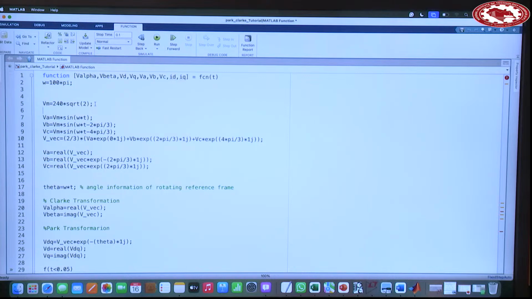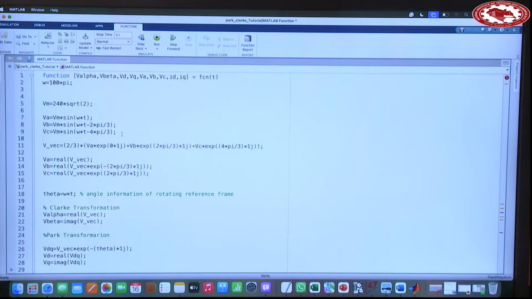Then I am making VA, VB, VC. VA is Vm sin omega t, VB is omega t minus 2 pi by 3, then omega t plus 2 pi by 3 or minus 4 pi by 3. Now the space vector, V vector. How was it defined? 2 by 3 times of xa e power j0 plus xb e power j 2 pi by 3, then xc e power minus j 2 pi by 3 or j 4 pi by 3. The same is written, right? Can you verify?